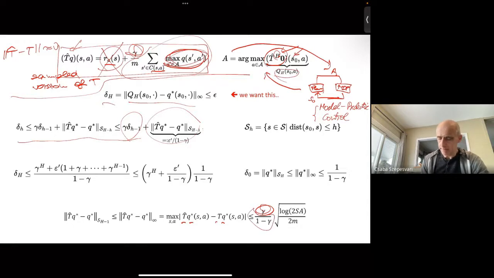This just comes from the fact that the Q star values lie in the range of 0 to 1 over 1 minus gamma. So here, okay, we are using this assumption that the rewards lie in the 0-1 interval. And if they lived in some other interval, you just modify the argument accordingly. And then there is the inverse dependence on m, and then there is the log factor. Oh, sorry, I should have divided here by zeta.